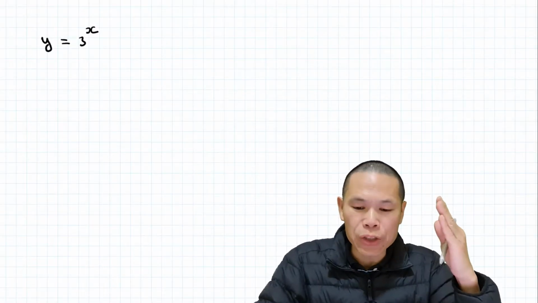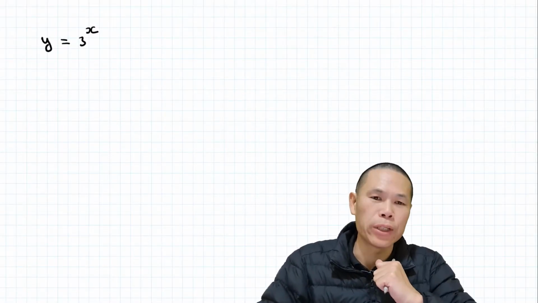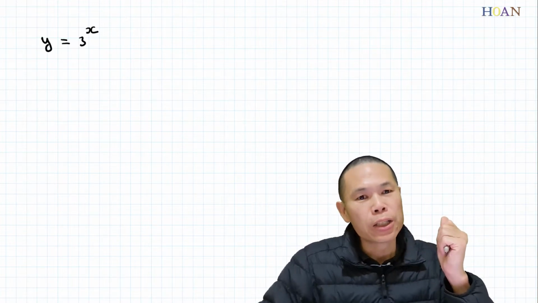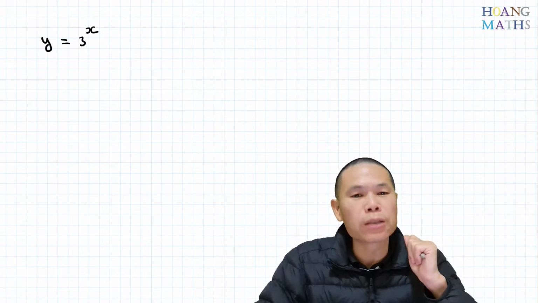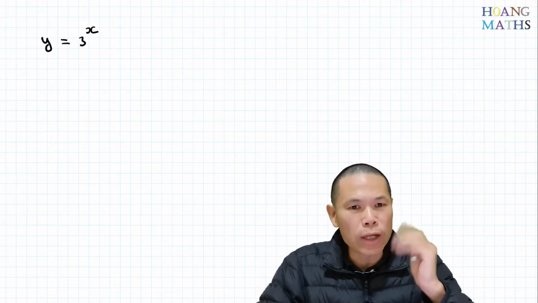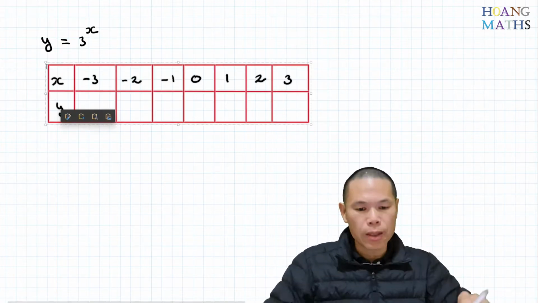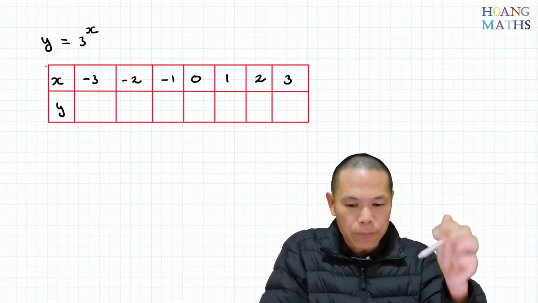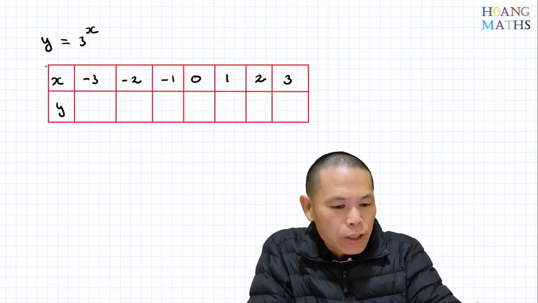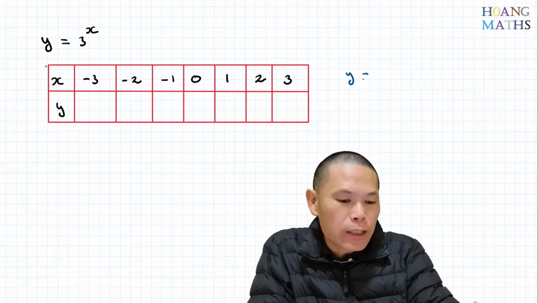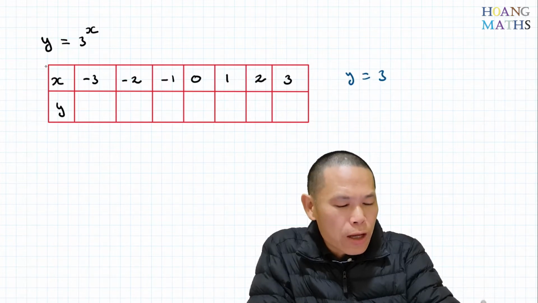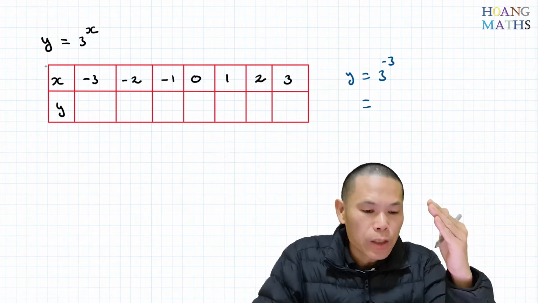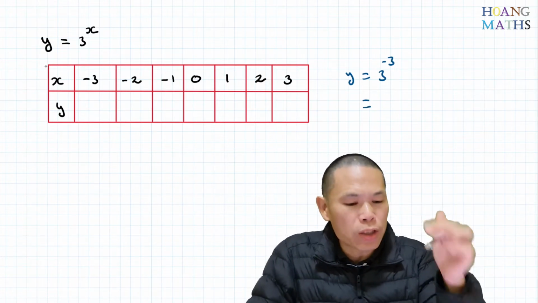Let's say we have a function y equal 3 to the power of x. So this is exponential functions if you like. So let's graph this by using table of values to see what it looks like. So let's say when x is equal to negative 3. So the first one. So this means that y is equal to 3 to the minus 3 because x is replaced with negative 3. So we're going to make it into positive index.